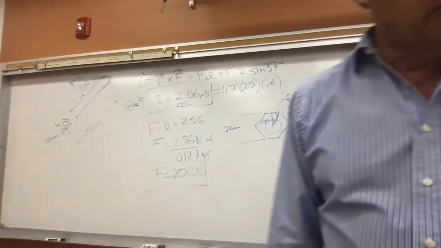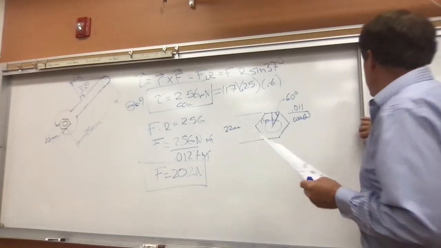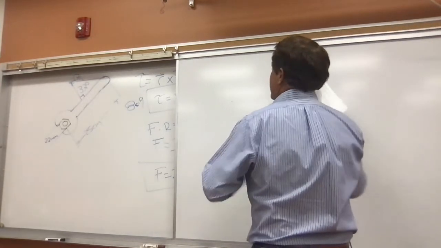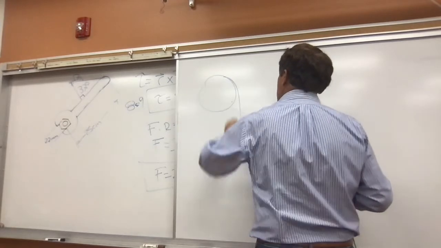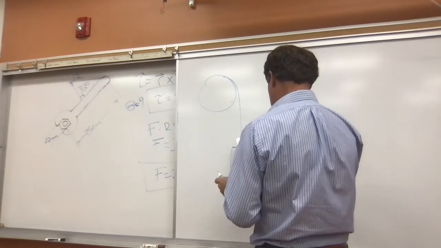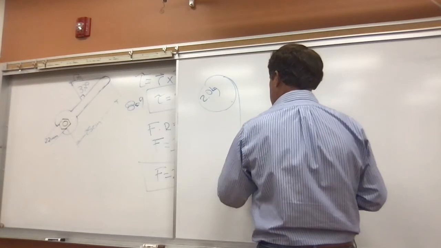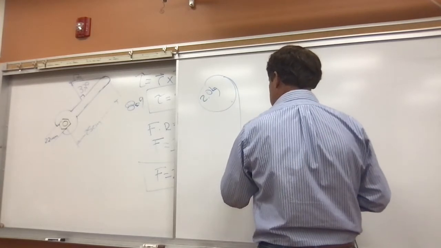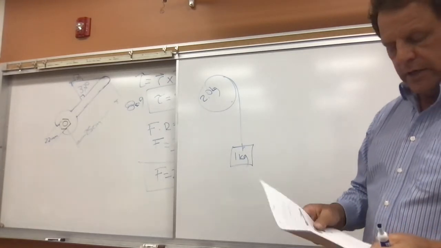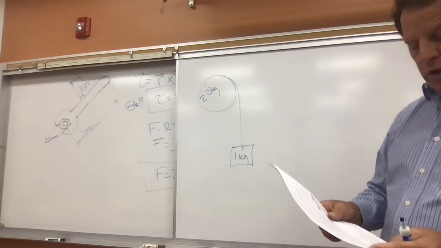So question number 11. With question number 11, we're going to have a pulley, and on this pulley, we're going to have a mass. So the pulley has a mass of 2.0 kilograms, and the mass at the end of the string connected to the pulley is 1 kilogram. And we want to determine the moment of inertia of the pulley.